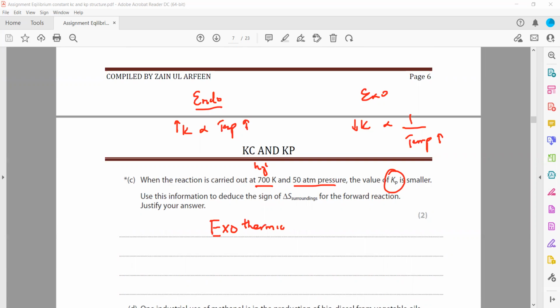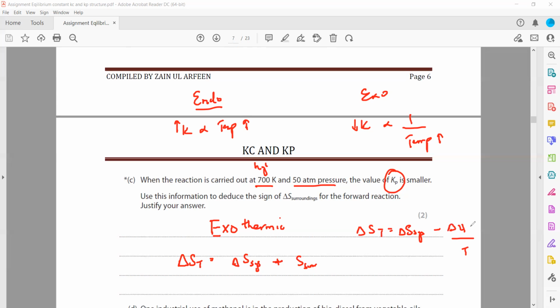So the forward reaction is exothermic. And the total entropy is related to R ln K. How is the total entropy given? The total entropy is given by the entropy of the system, that is, product minus reactant, plus the entropy of the surrounding, which is minus delta H by T. So we can say the total entropy is equal to the entropy of the system, which won't change, minus delta H by T.